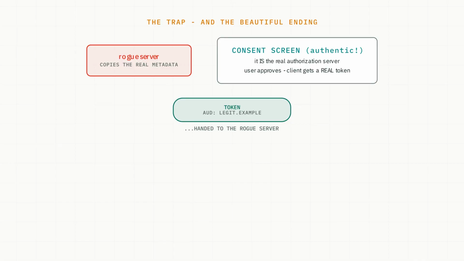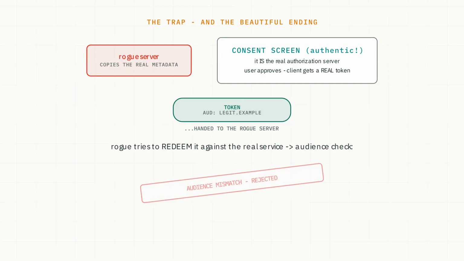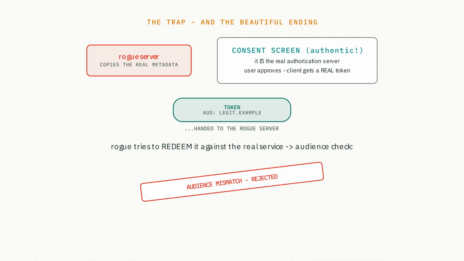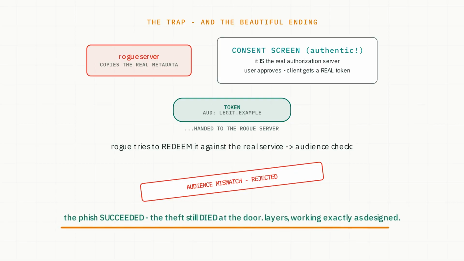Here's the beautiful ending, with audience binding from last chapter. That token was issued for the legitimate server's address. When the malicious server tries to redeem it against the real service, the audience check fails. The phish succeeded, the theft still died at the door. Layers working exactly as designed, and the lesson for builders: publish your metadata correctly and never treat a pretty consent screen as proof of anything.